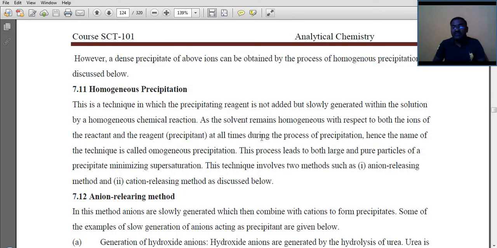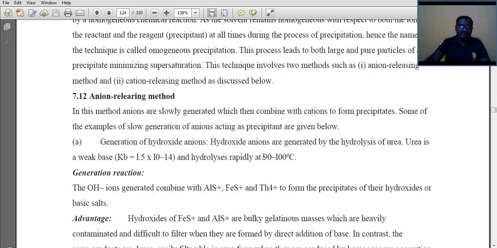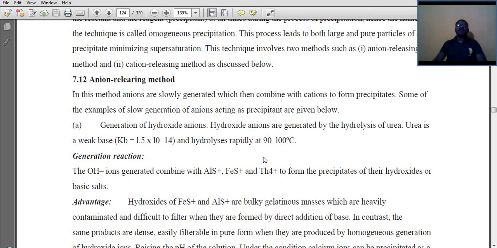This technique involves two methods: the anion releasing method and the cation releasing method. Both are discussed in the slides below. In the anion releasing method, anions are slowly generated, which then combine with cations to form the precipitate. Some examples of slow generation of anions acting as precipitant are given below.